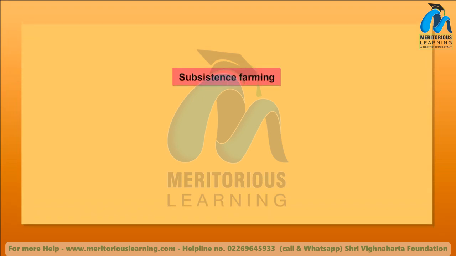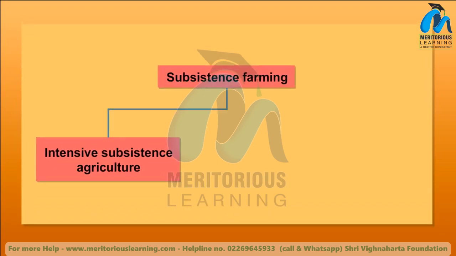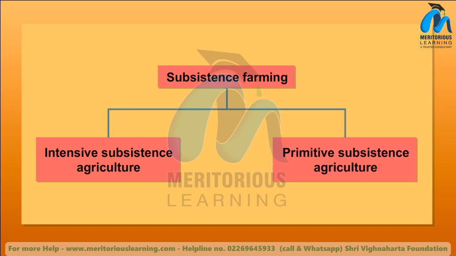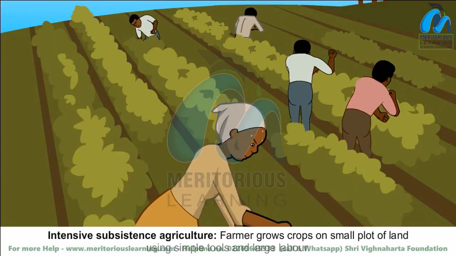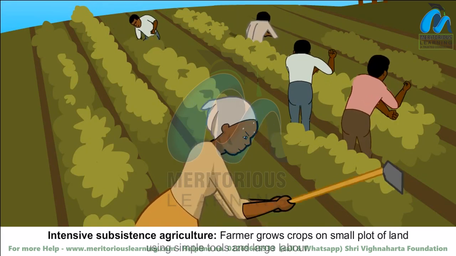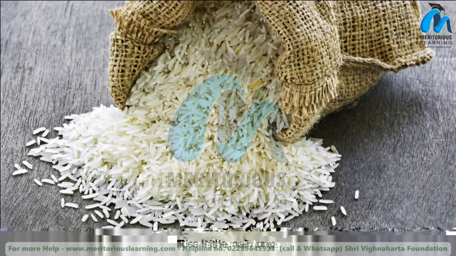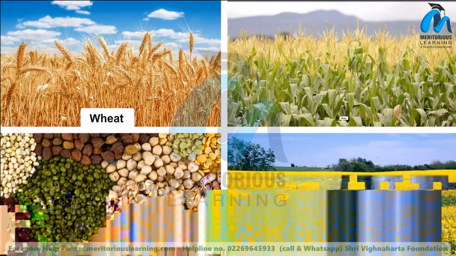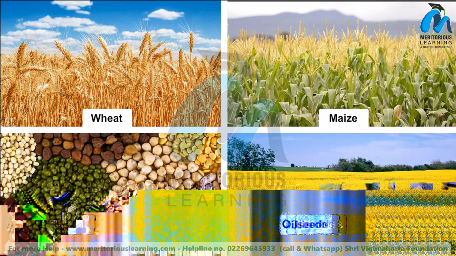It can be further classified as intensive subsistence agriculture and primitive subsistence agriculture. Intensive subsistence agriculture: the farmer grows crops on a small plot of land using simple tools and large labor. Rice is the main crop. Wheat, maize, pulses and oil seeds are also grown.